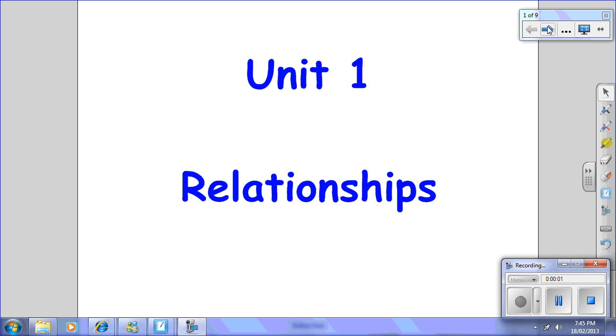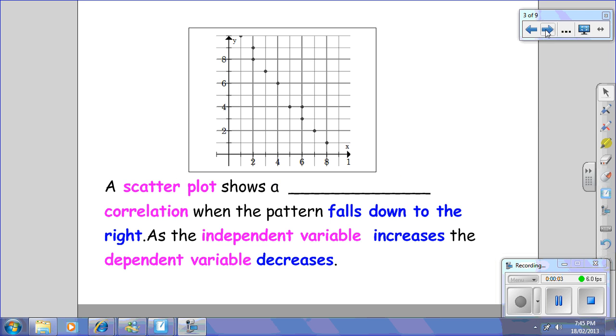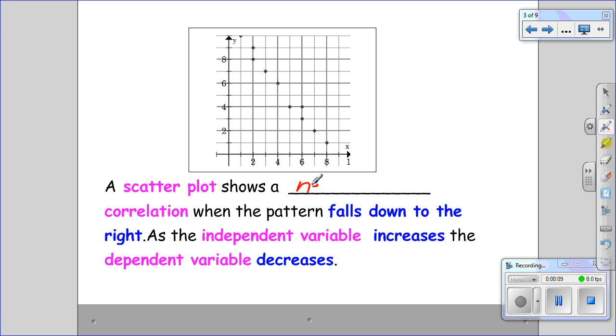Relationships and the line of best fit. Scatter plots show negative correlations when the pattern falls down to the right. So what that means is your independent variable, the variable here along the x-axis, is getting larger, while the variable on the dependent axis, or the y-axis, is getting smaller.